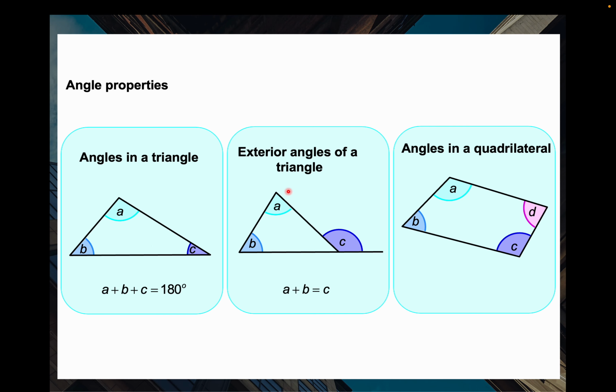And the angles in a quadrilateral. We need to know that the interior angles in a quadrilateral add up to 360 degrees, as well as the exterior angles in a quadrilateral adding up to 360 degrees. Before we move on to the next slide, I just want to point out that the exterior angles in a triangle also add up to 360 degrees.